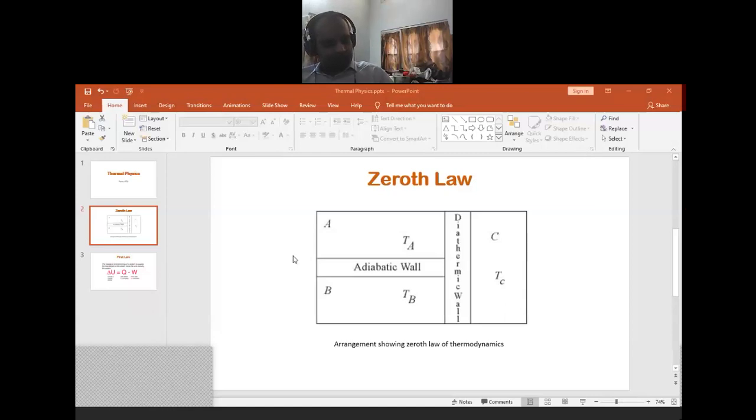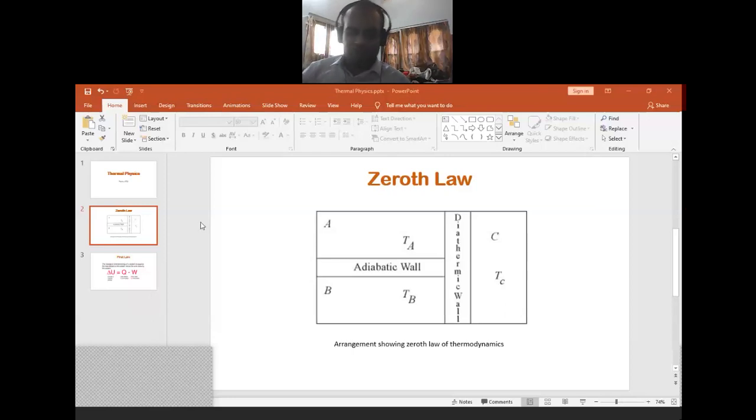So once again I am repeating, hence temperature of a system is defined as the property which determines whether or not a system is in thermal equilibrium with another system. Okay, so I hope this is clear now.